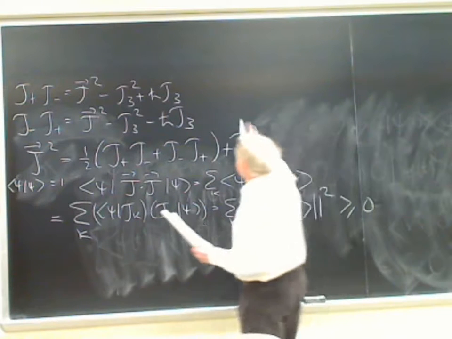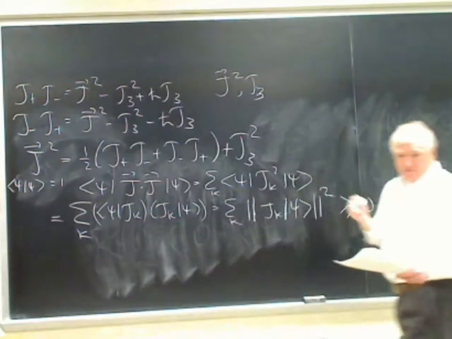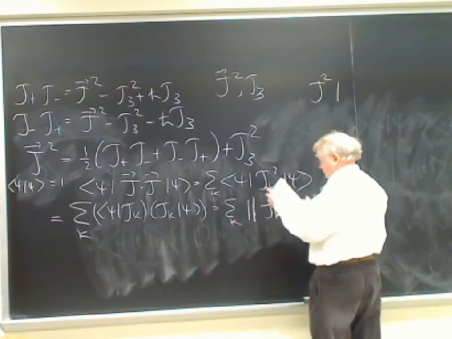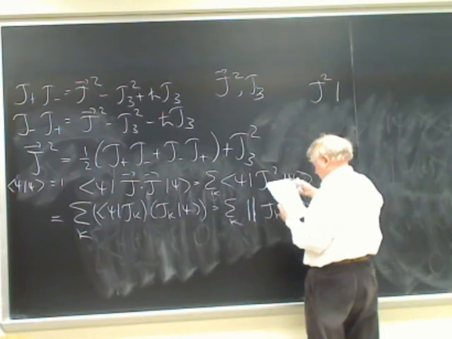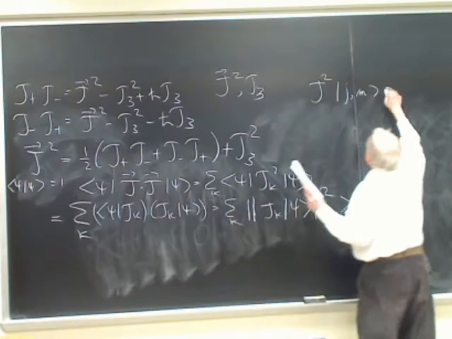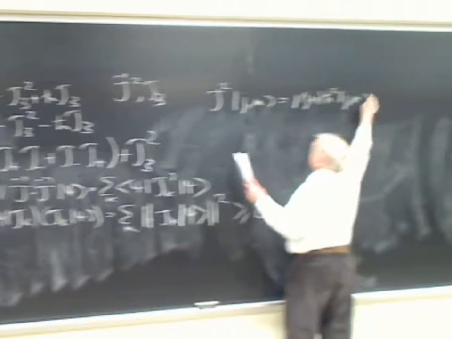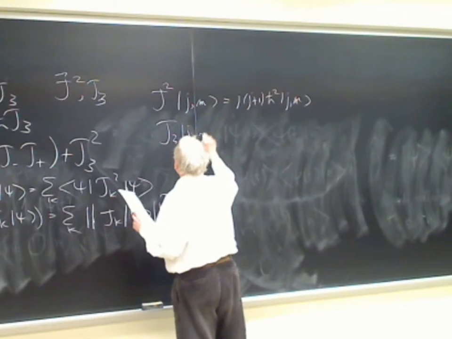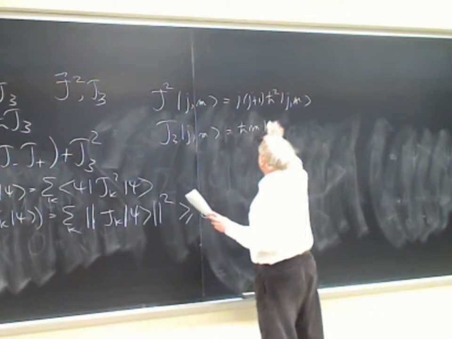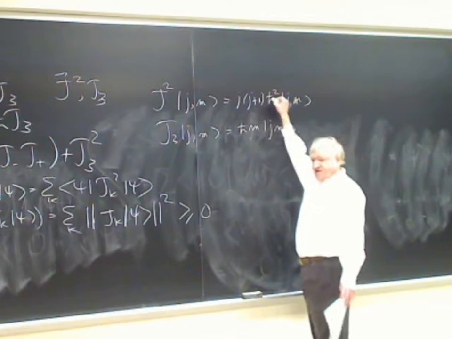That means that now we want to find eigenvalues here of J squared and of J3. And so what we know then is the eigenvalues of J squared must be positive. We're going to call the eigenstates |J M>, and we're going to call these eigenvalues simply J(J+1) h bar squared, so J squared on |J M> is J(J+1) h bar squared |J M>, and we're going to say J3 on |J M> is h bar M.